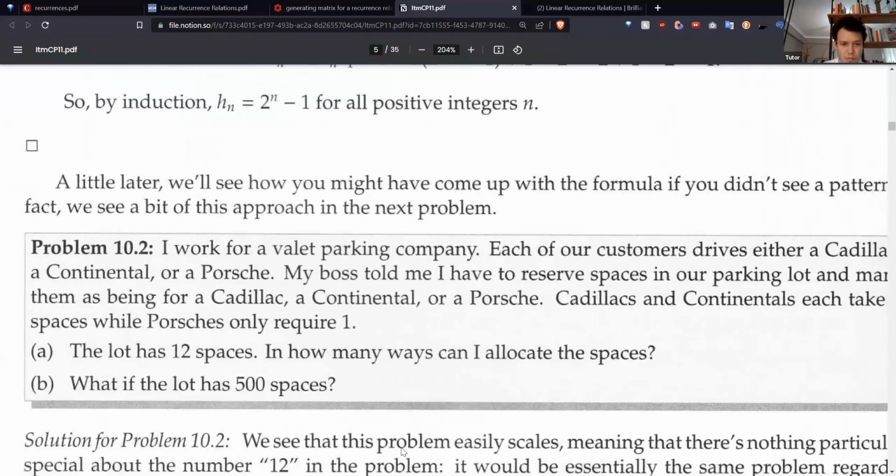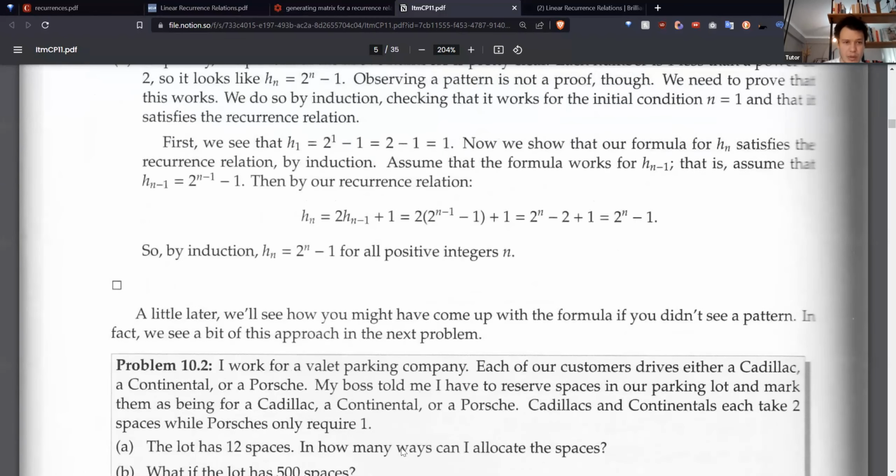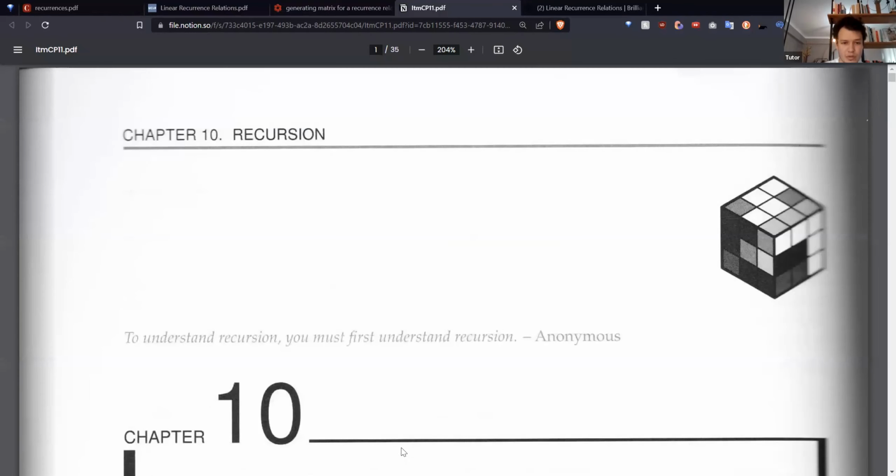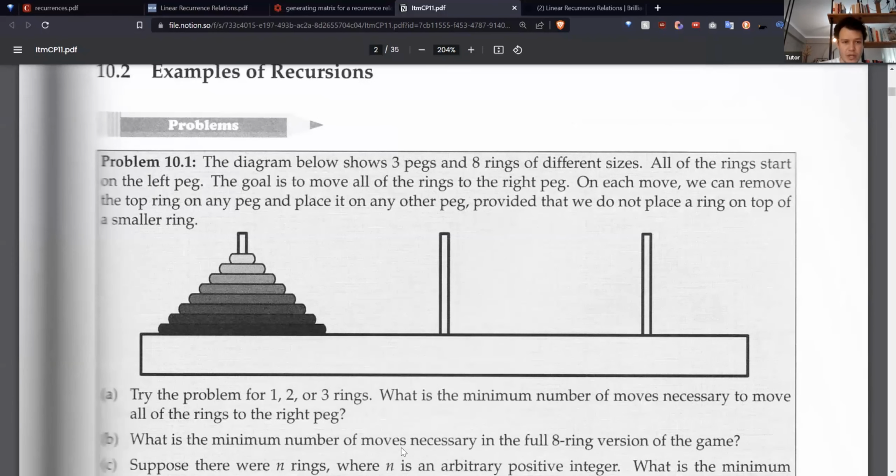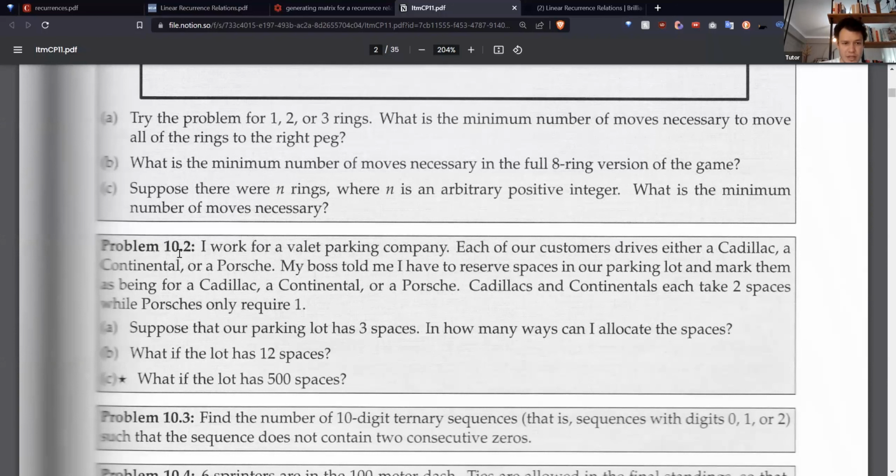Okay, so now here's another problem. What does problem 10.2 say? If I scroll a bit down, let's look at this one here. I work for a valet parking company, right? Each of our customers drives either a Cadillac, a Continental, or a Porsche. So there are 3 types of cars. There is a Cadillac, let's call it D. There is a Porsche, let's call it P. And there's a Continental, let's call it T.